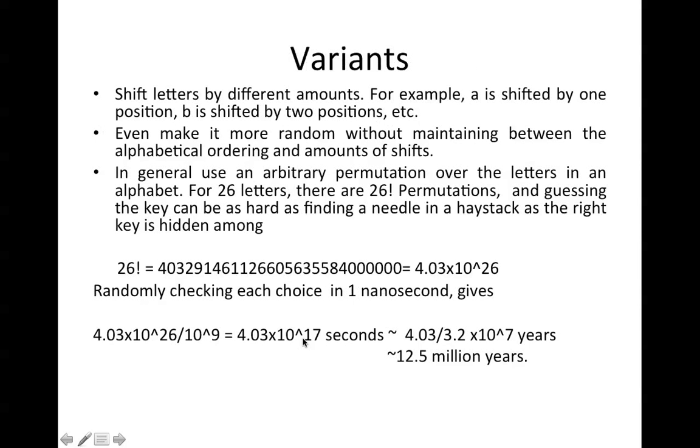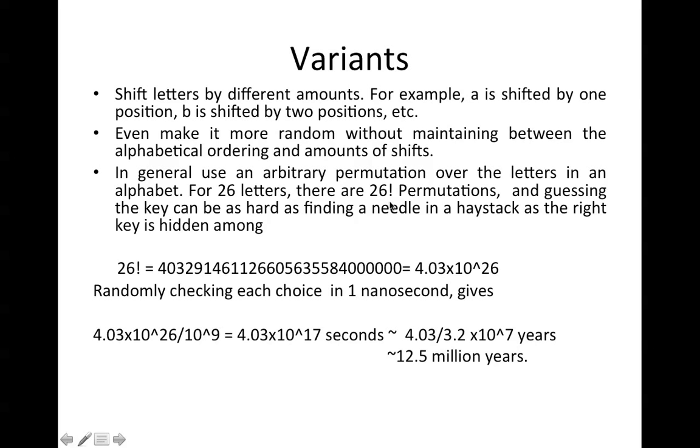Now, to make this a little harder, we could shift not by fixed amounts, but by different amounts. And in general, since we have 26 letters, we could think of a two-row matrix where the first row would be the letters in the conventional order from A to Z, and in the second row we could write an arbitrary permutation of those 26 letters, of which there shall be 26 factorial.